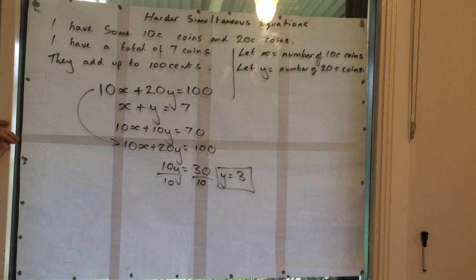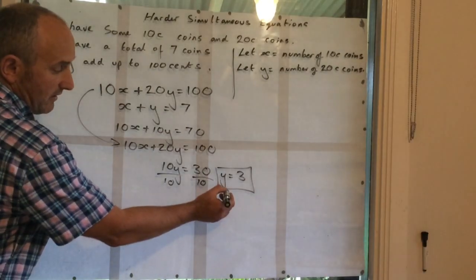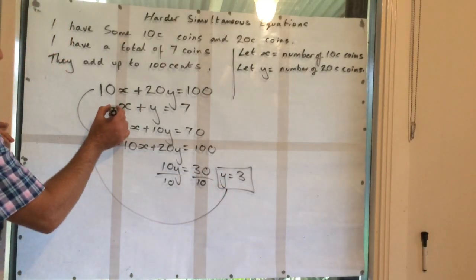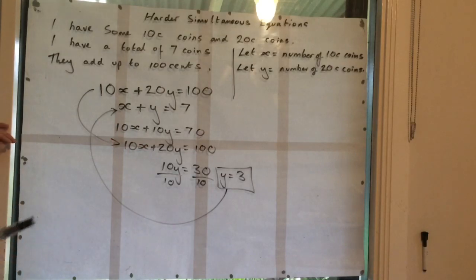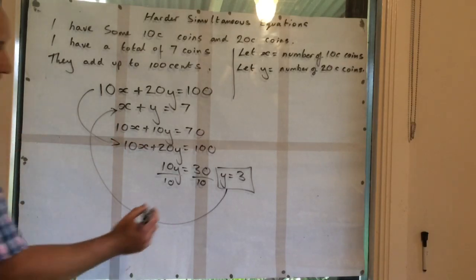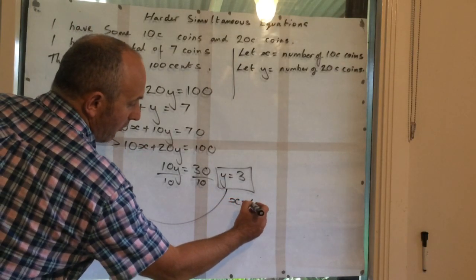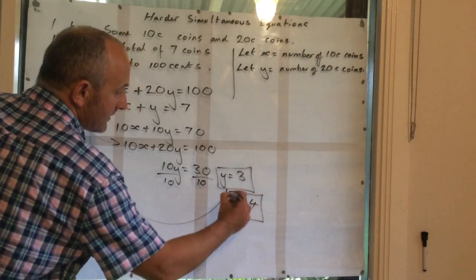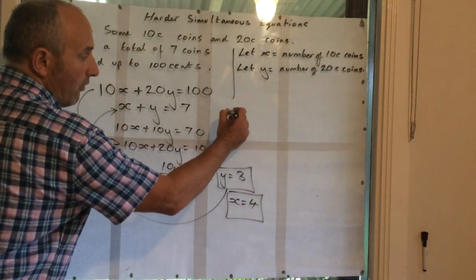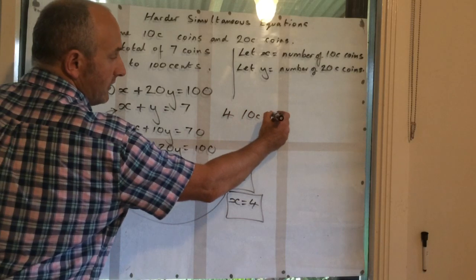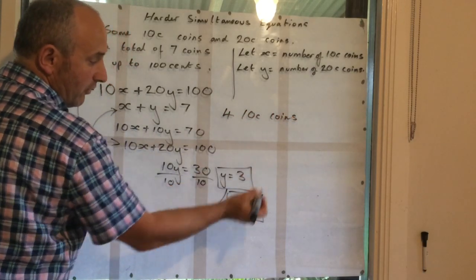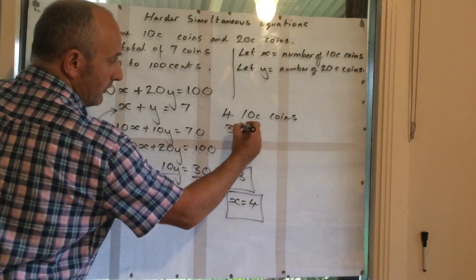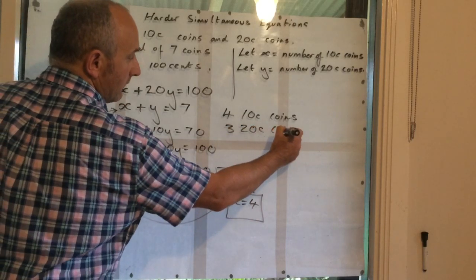So now I can substitute this back into maybe there. So if y is 3, x is 4. So I know x equals 4. That means that I've got 4 10-cent coins and I've got 3 20-cent coins.